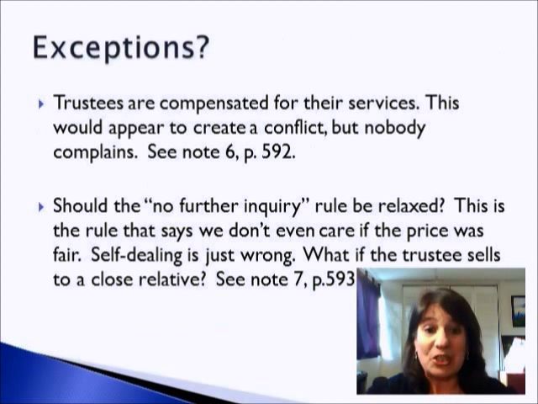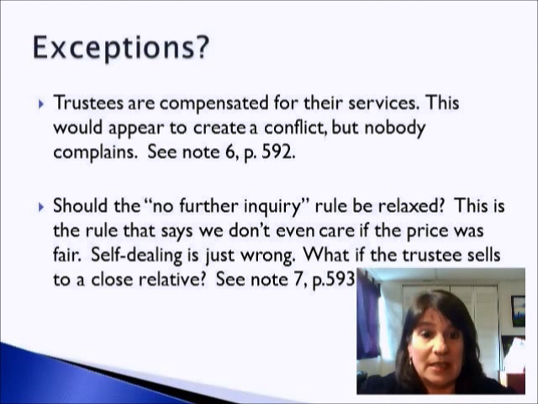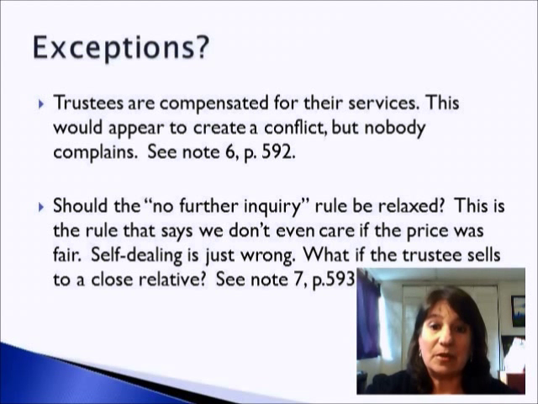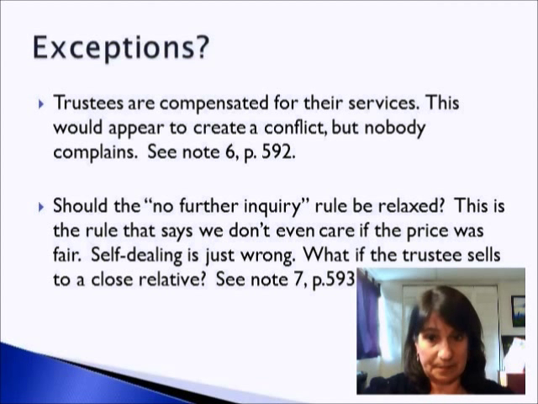Are there some exceptions to this? Now, trustees are compensated for their services. So that would seem to create a bit of a conflict, but nobody seems to mind that one. Should the no further inquiry rule, we're not even going to ask if the price is fair, should that rule be relaxed? All right, that's the rule that says we don't care whether the price is good. Self-dealing is just automatically wrong. What if the trustee sells to a close relative, not to herself?